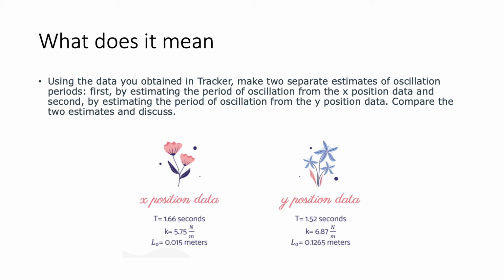To answer the second what does it mean question, I would like to address that the difference between the components can be attributed to the fact that there is more force, including gravitational and spring, in the y component than the x component, which will cause the object to oscillate faster in y direction.